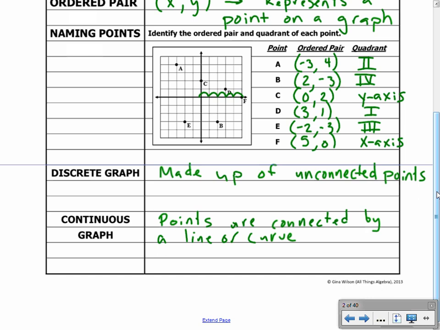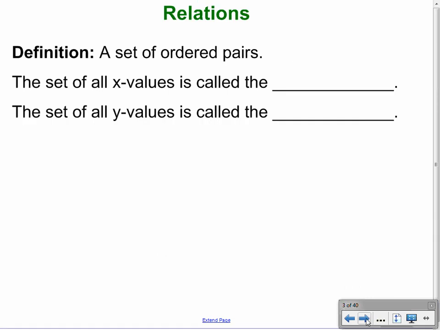Now, the next thing we're going to talk about and kind of tie in with this is a relation. A relation has a very basic definition. It's just a set of ordered pairs. Remember, we just said an ordered pair is represented as x comma y in parentheses, and it represents a point on a graph or a coordinate plane.